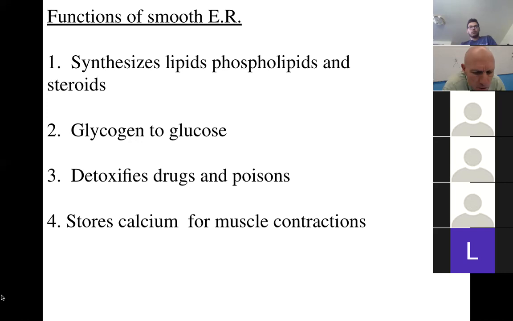Please don't memorize this list. Just know that smooth ER does not make proteins, period. Okay? We'll talk about all these specifically.